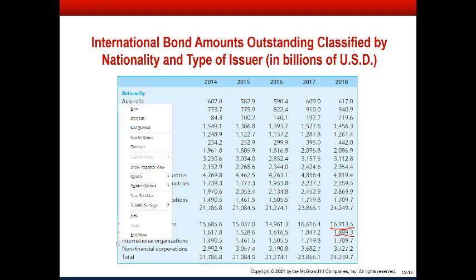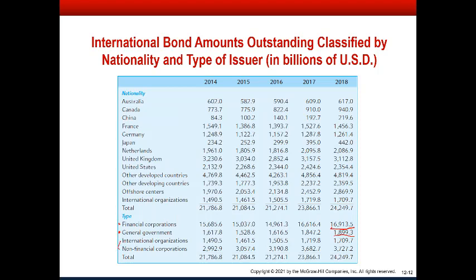International organizations, and then non-financial corporations. So we're talking about non-financial MNCs right here. And there's quite a bit right there, but the vast majority is financial corporations. And that makes sense if you think about what banks do. They borrow in order to lend or invest. And part of that borrowing, a lot of it's going to be deposits, but part of it's going to be issuing long-term debt, such as bonds.